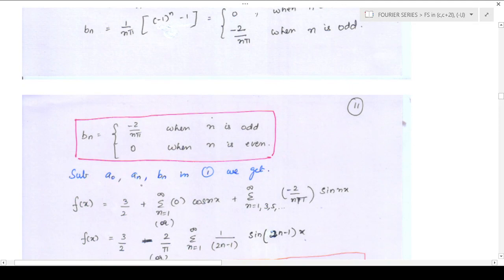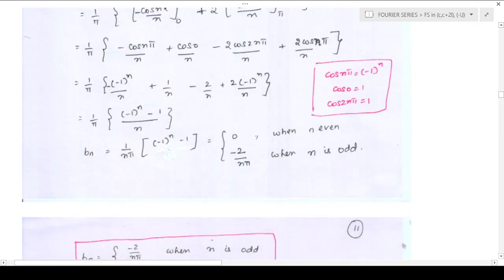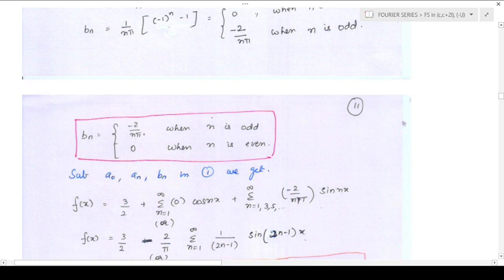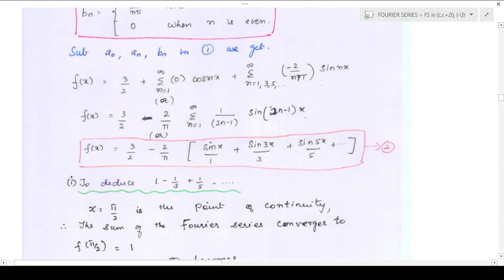So substitute a naught, an and bn values in equation 1. So you will be getting the Fourier series like this. So this is defined only for odd function, isn't it? Otherwise it is 0 for even function. So we are writing this as n equal to 1, 3, 5, so on till infinity like this.